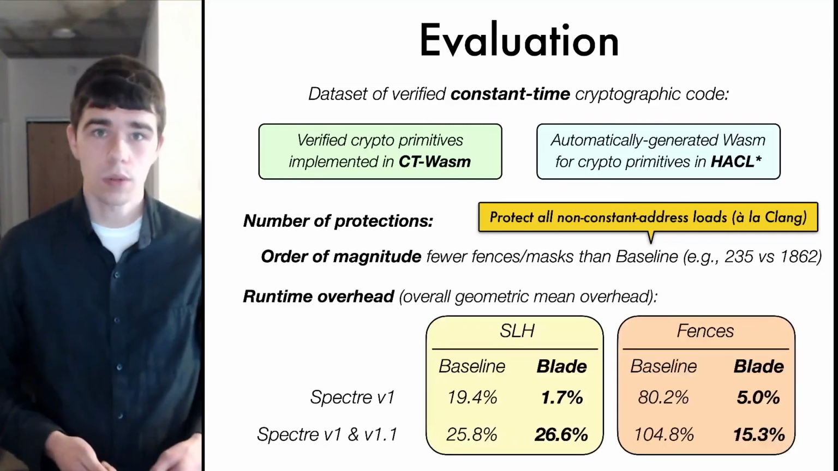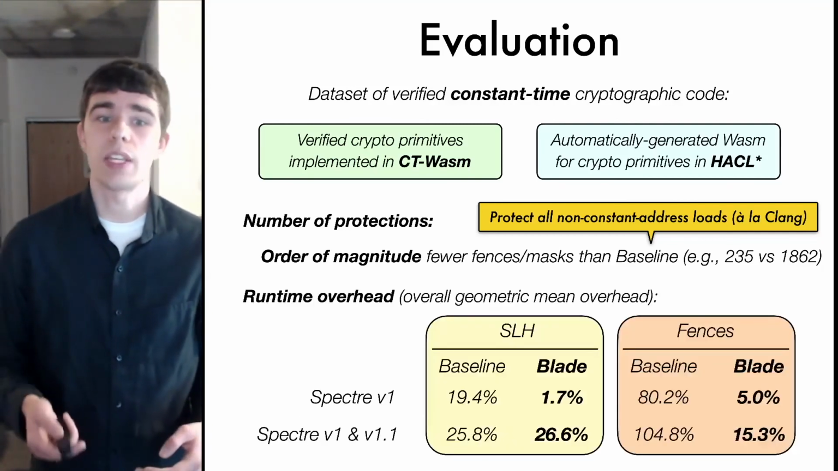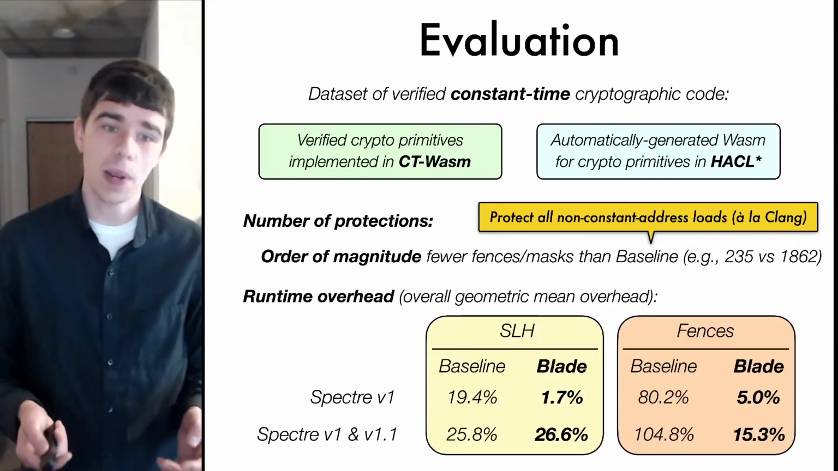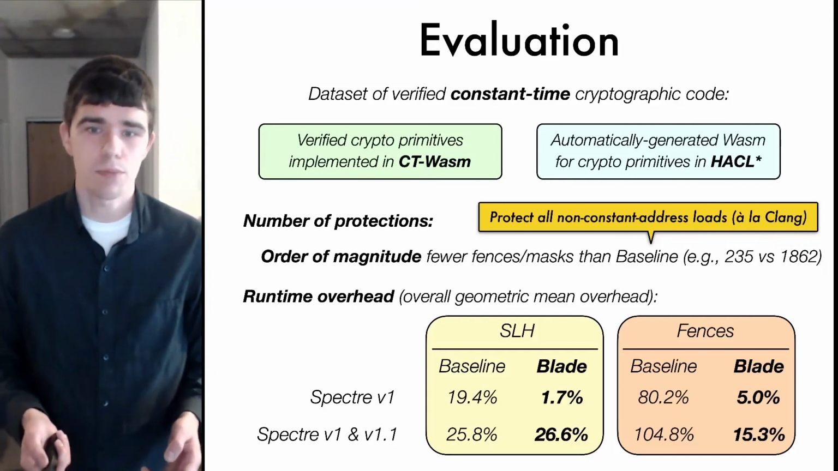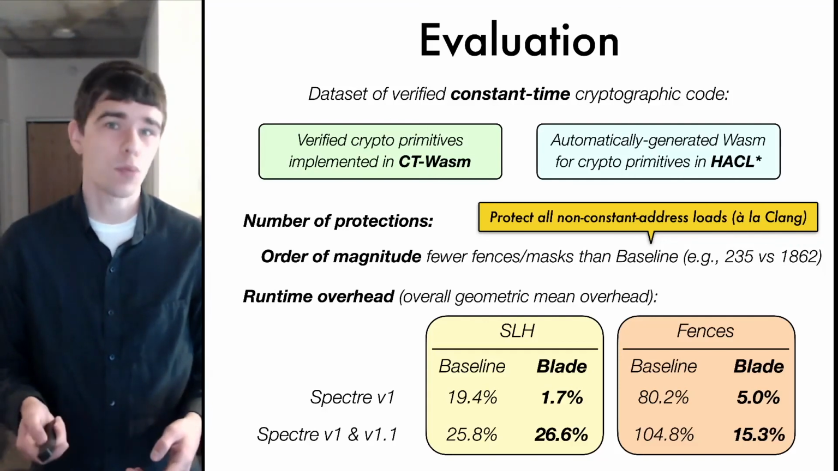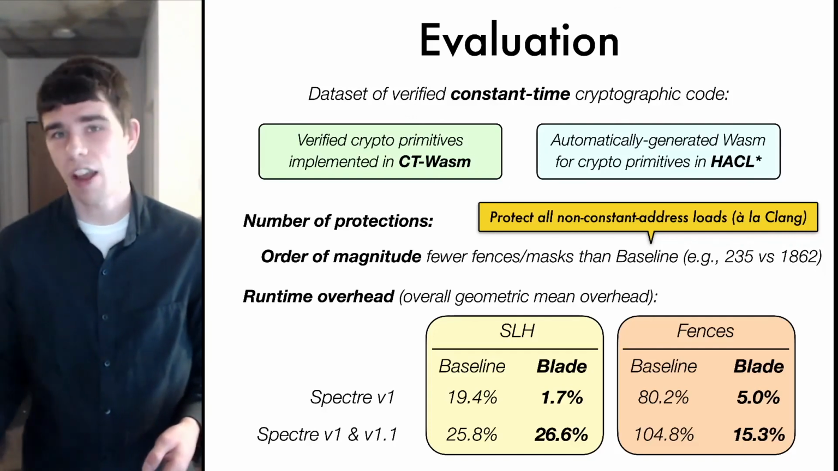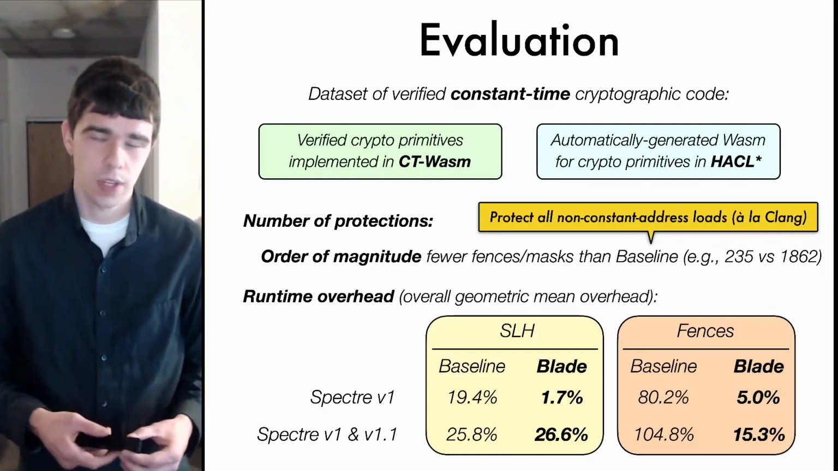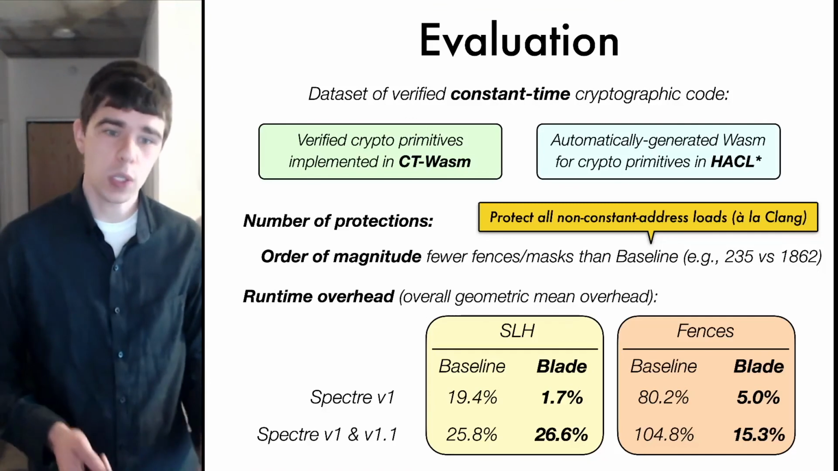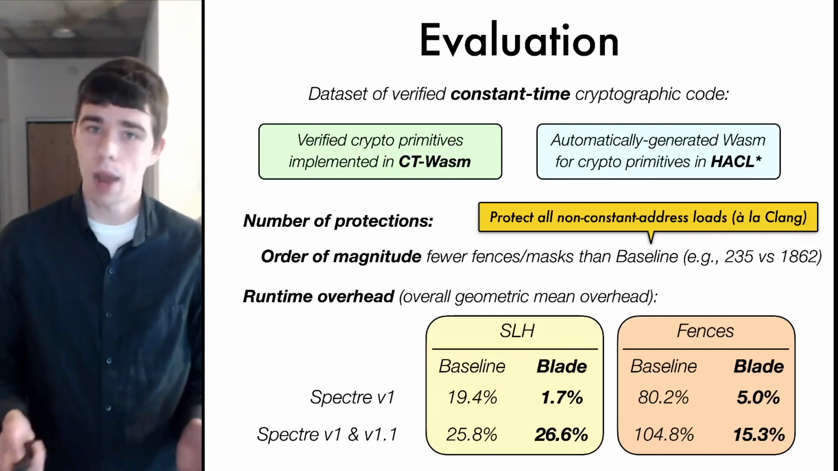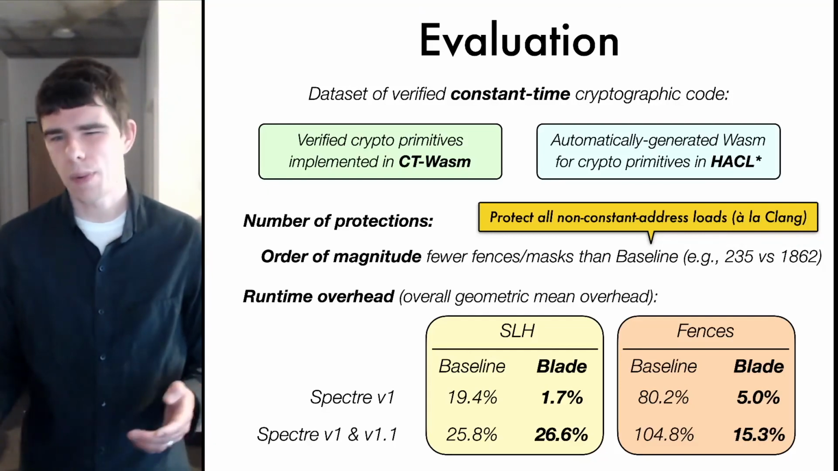We also measured the runtime performance overhead of Blade. We found that for Spectre v1 protection, it imposes only about 1.7% overhead on average when using SLH, or about 5% when using fences. Blade can also protect from both Spectre v1 and v1.1, and this still results in modest overheads between about 15% and 27% on average.